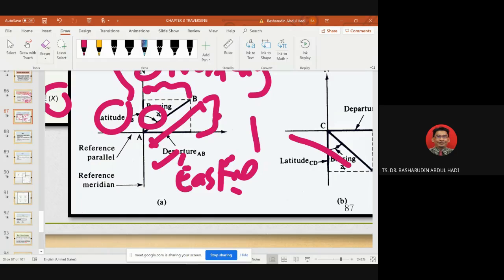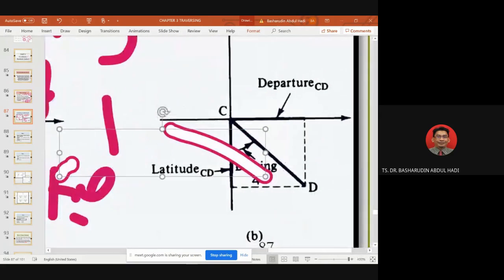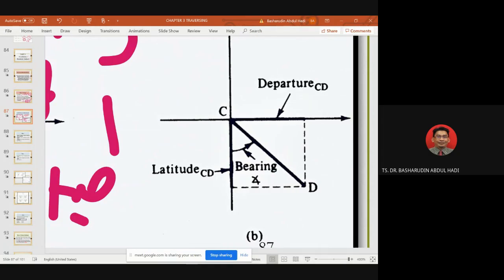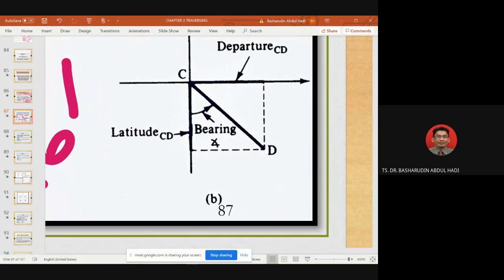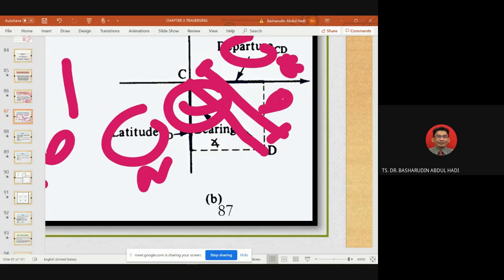Let me erase first. Yeah. So if you look at this one also, it's departure and latitude, but the bearing is different because it's going down. Okay, the same concept. So departure and latitude. This one easting, this one northing. We have this angle, and we have this distance. Right?